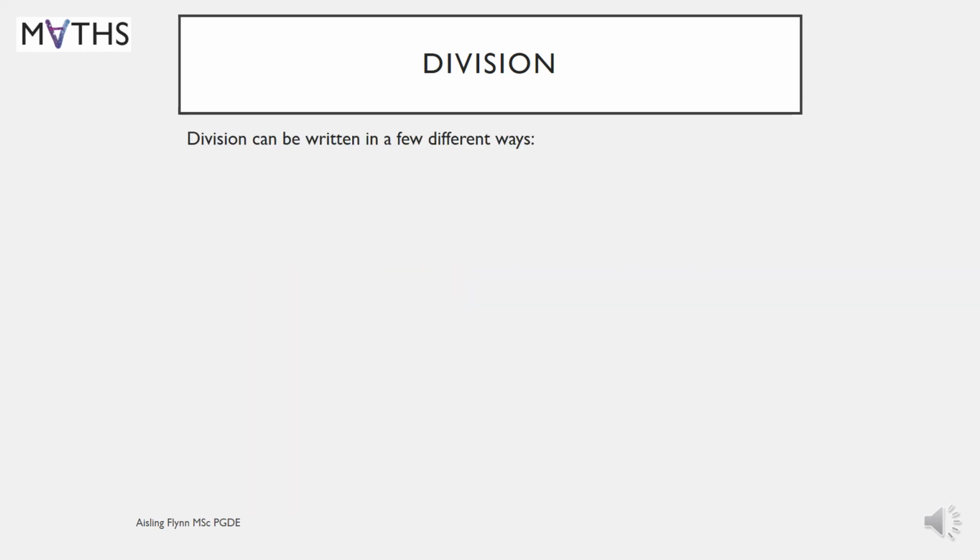Division can be written in a few different ways. So we've seen the use of the division sign in this video, 24 divided by 6. It can also be used in the fraction method. 24 over 6 means 24 divided by 6. And we've seen that it can be written using this kind of hat or bar that we've been using in practice. That's 395 divided by 9. So they all mean division.